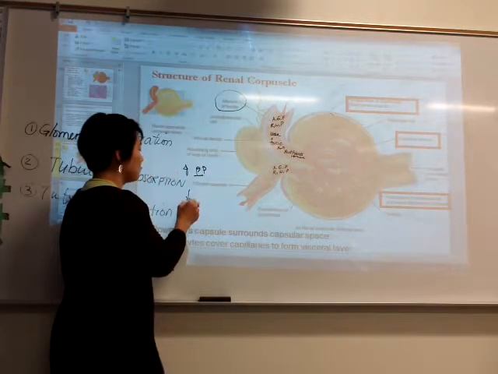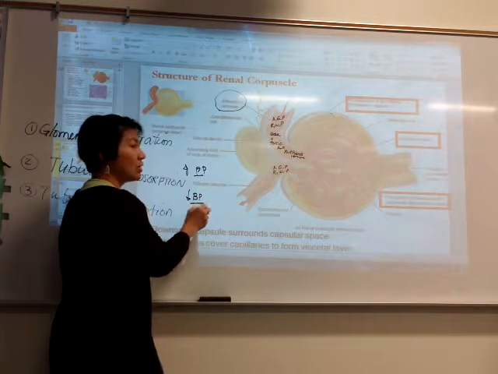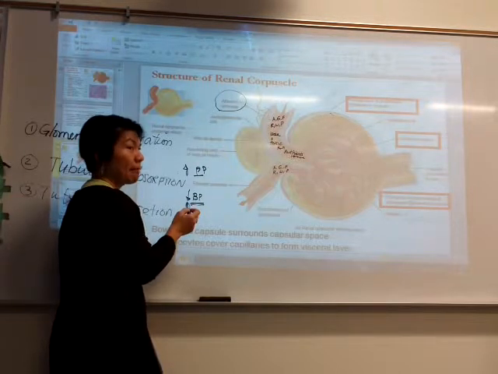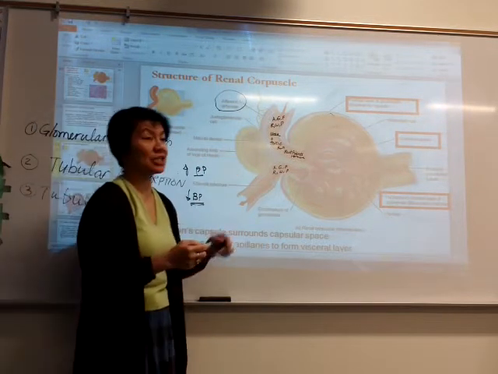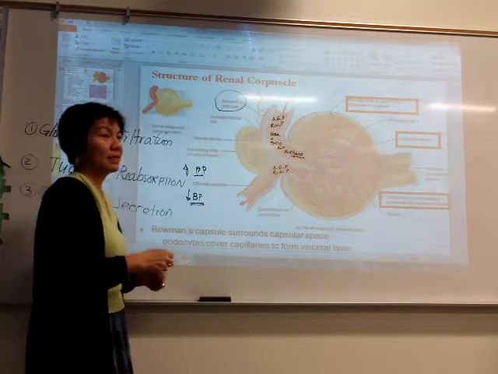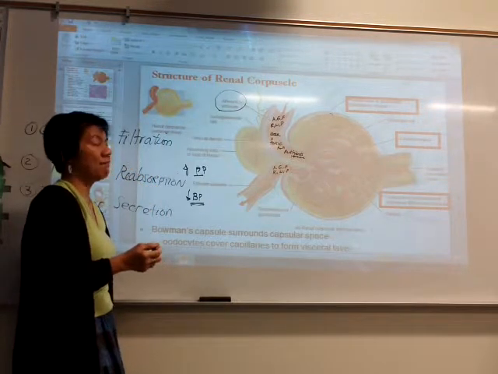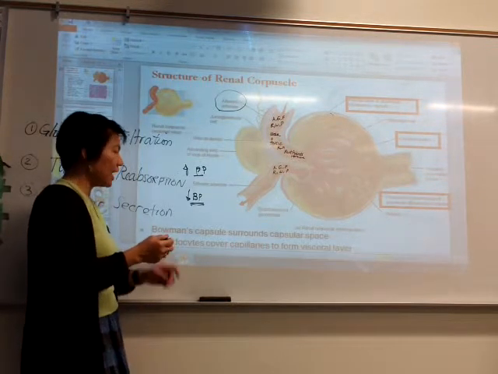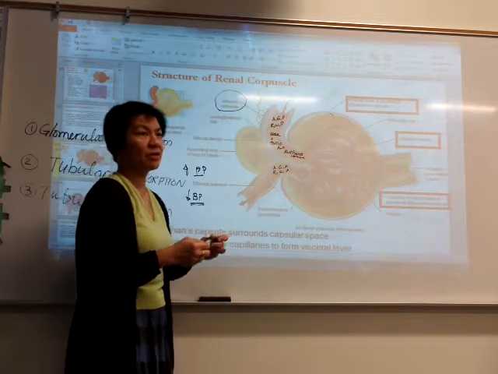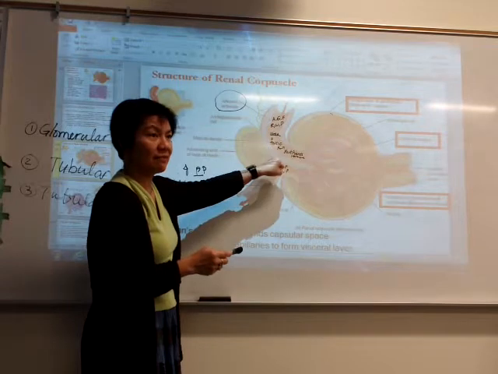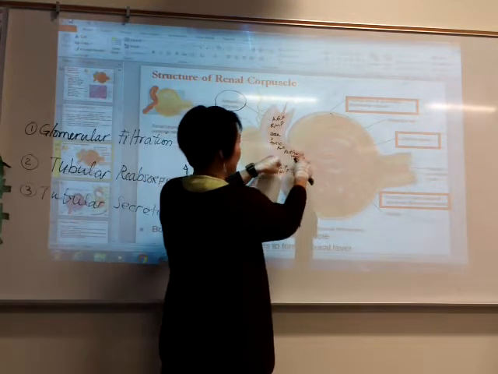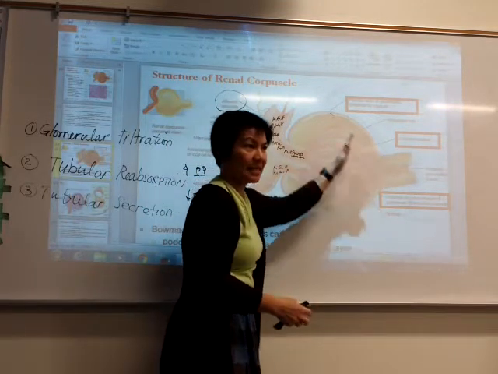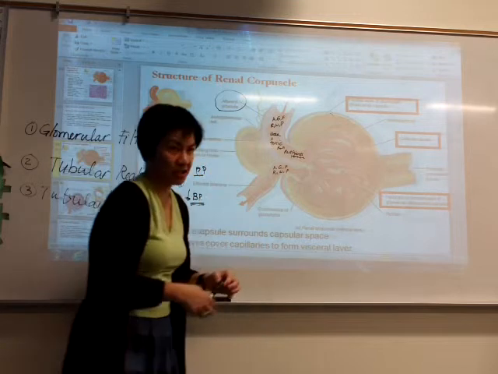How about if my blood pressure is low? Which one do you think will auto-regulate, the afferent or the efferent? Remember, blood vessels just respond by constricting. Very good, if the blood pressure is low, the efferent will auto-regulate. It will vasoconstrict, right? So even if the pressure is low here, if it vasoconstricts, it will still maintain that filtration pressure.